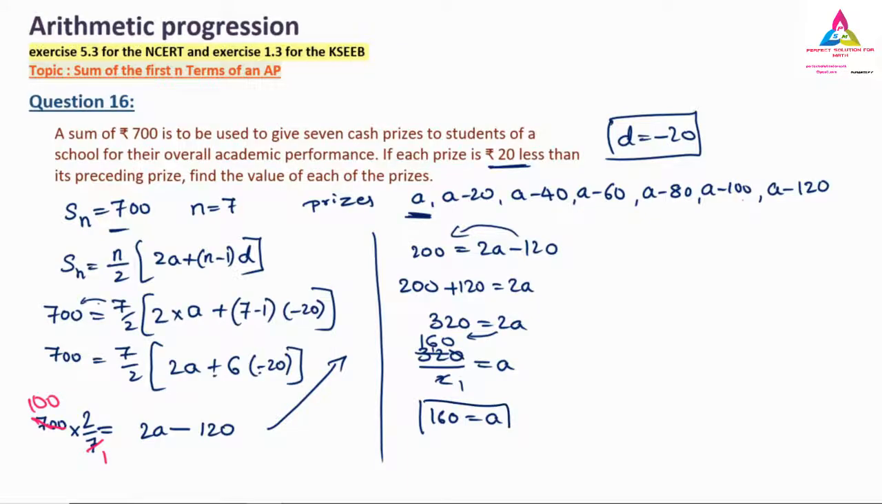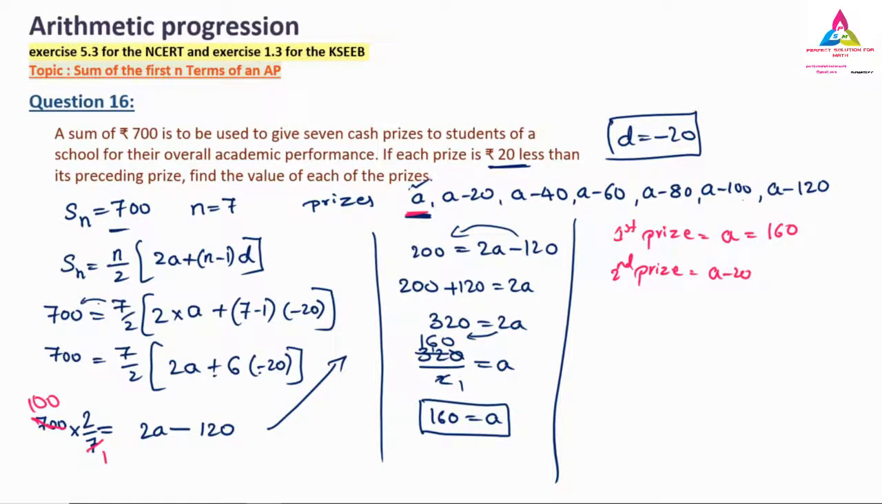Okay, so we found the first price, this first price amount we found. So now we have to find the other price amounts. Here I will write down the first price. The first price we have taken as a, that is equal to 160. What will the second price be? The second price will be a minus 20. It is nothing but 160 minus 20, which is 140.